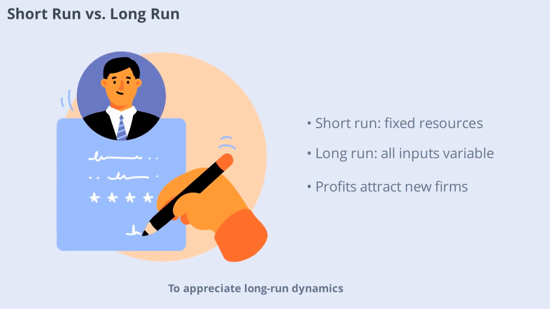To appreciate long-run dynamics, it's helpful to contrast them with the short run. In the short run, some resources are fixed, and firms can make profits or losses. However, these profits attract new firms while losses push them out. Over time, as firms adjust their operations and new players enter or exit, the market moves toward a new equilibrium. This transition from the short run to the long run is crucial for understanding how competitive markets function.